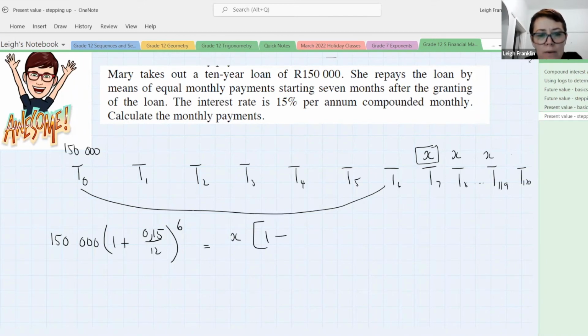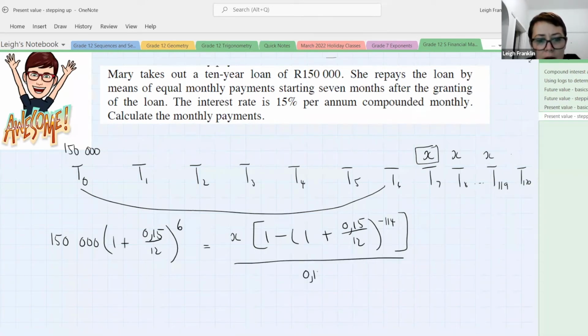Then here, 1 plus our interest rate of 15% compounded monthly, over 12. And remember, you guys were saying that we would have to subtract the number of payments from the 120. So if you start paying at T7, that means there would be 114 payments that Mary would need to make.